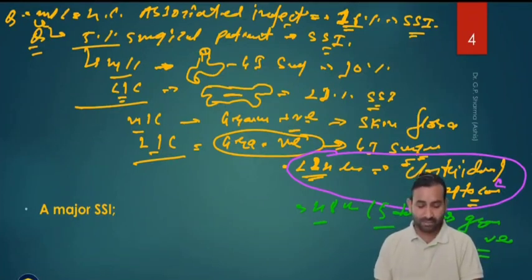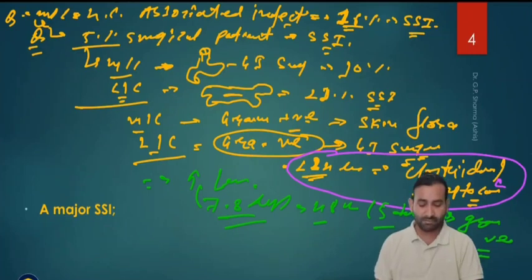And the surgical site infection increases the length of hospital stay by 7 to 8 days. That means patients should stay in the hospital for 7 to 8 more days if they develop the surgical site infection.